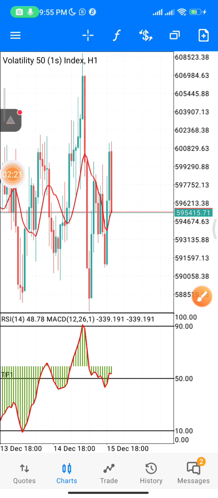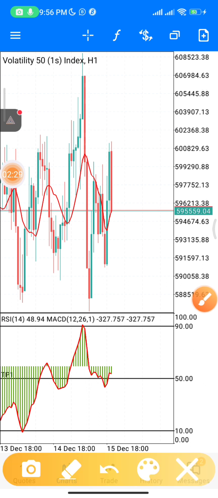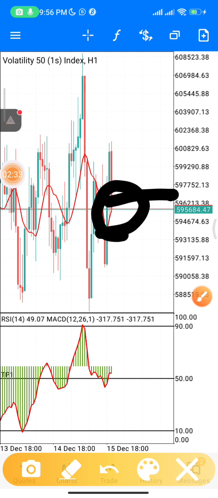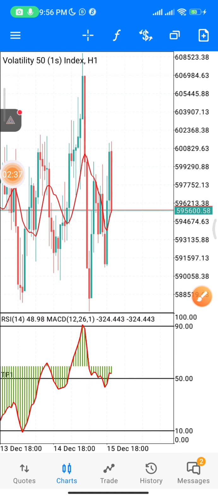Make sure you take note of it, because it's so annoying that you place a trade, maybe you place a buy position at this point and it's selling. This is a 1 hour time frame, so it might kill your account before you even know it.